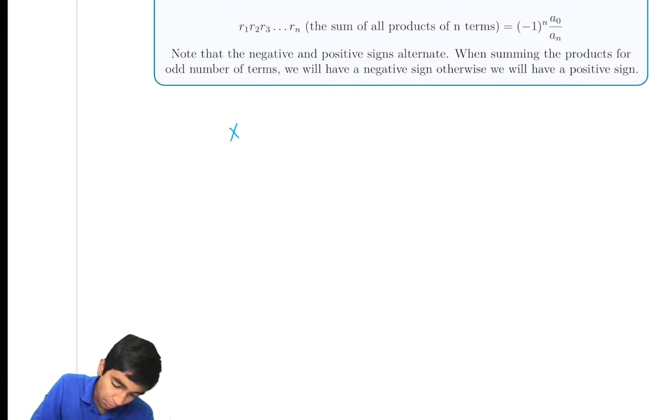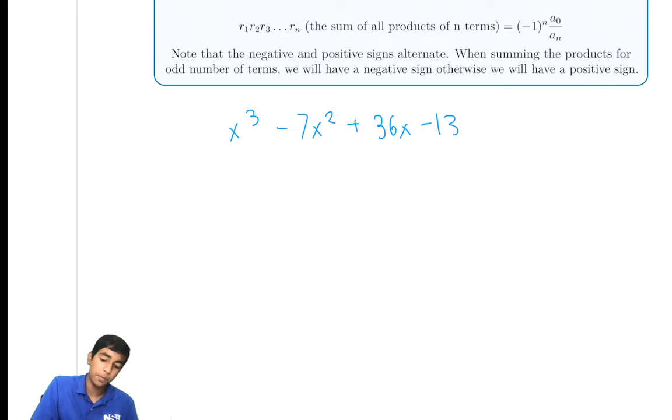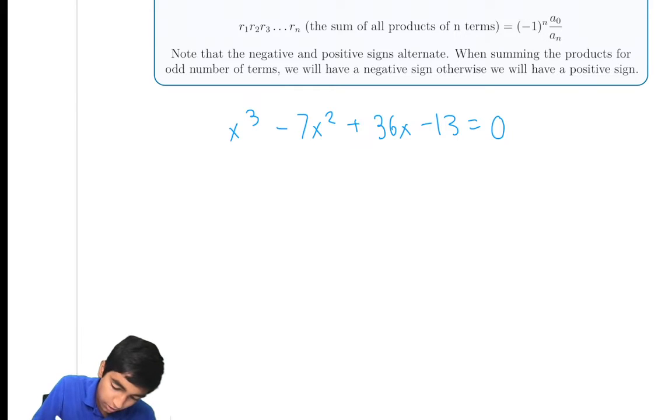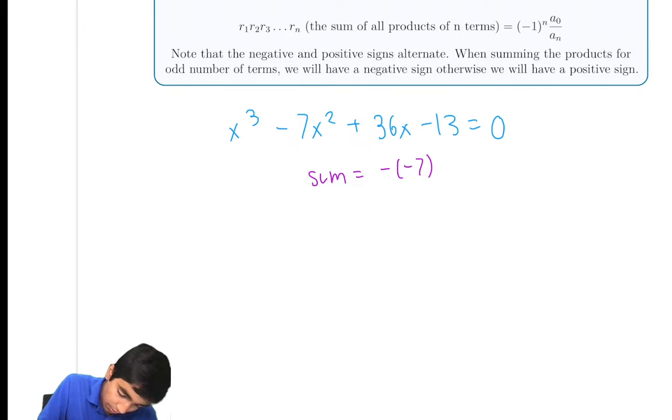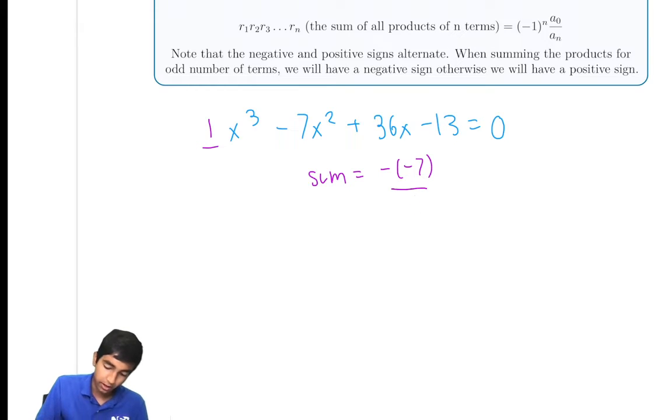Let's say we have a polynomial, x cubed minus 7x squared plus 36x minus 13 equals 0. The sum of the roots equals negative of negative 7 over the coefficient, which is just 1 in this case.